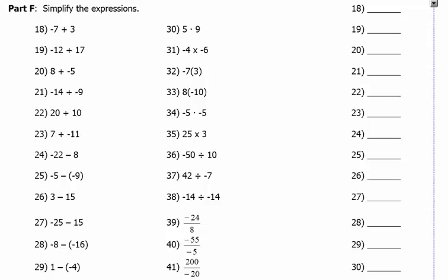On the next page, simplify the expressions. That's just finding the answer to that. So the rule is for number 18, the signs are different. You subtract the two numbers, 7 minus 3, that's 4. And it stays a negative because 7 is bigger than 3.